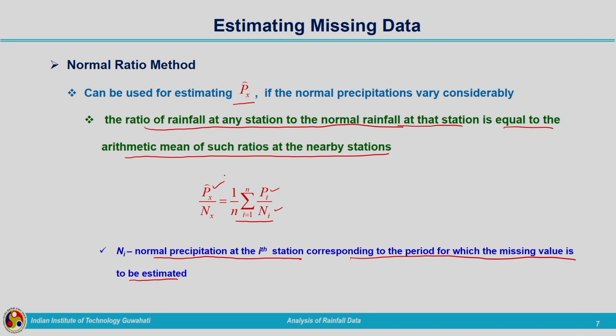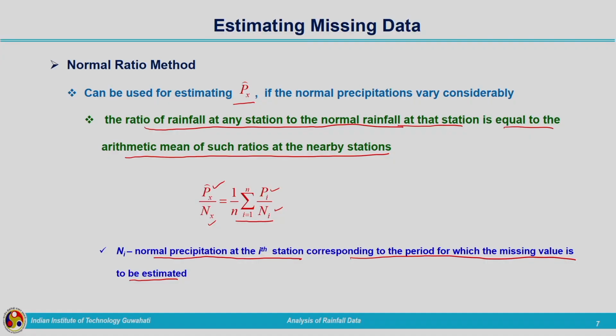Px cap is the one which we need to determine. Nx is the normal rainfall at that particular station X, and that is equated to the average of the ratios we will be calculating for the different neighboring stations, with the rainfall data and the normal rainfall. The summation of those ratios will be taken, and these two ratios will be equated to calculate the missing data at a particular station X. Here, small n is the number of neighboring stations considered, and capital N represents the normal rainfall.